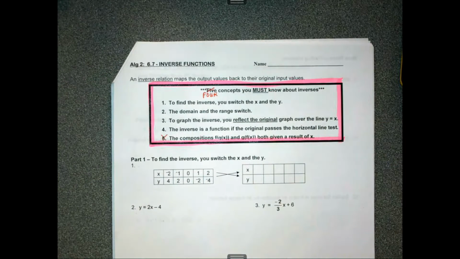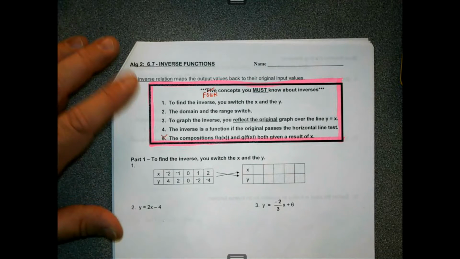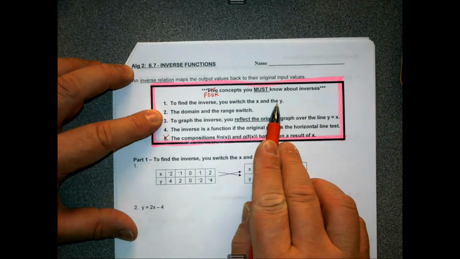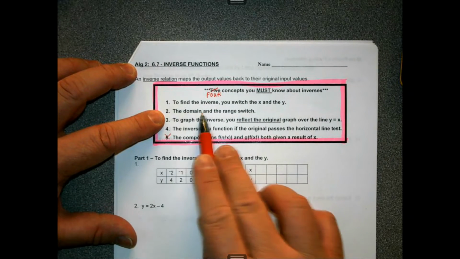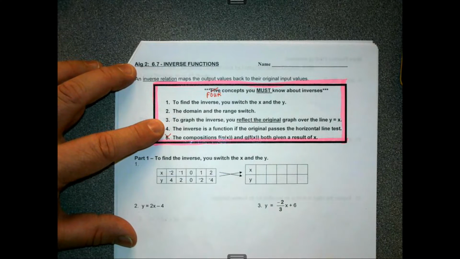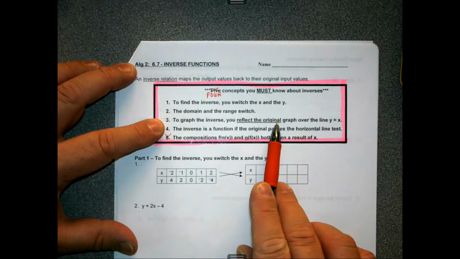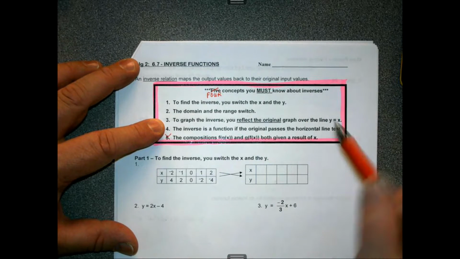Okay, so number one, to find inverses, you switch the x and the y. If I switch the x and the y in an equation, what's going to happen to my domain and range, do you think? Yeah, they're going to switch, right? So that's the second thing you should know. To find the inverse, you switch the x and the y. Therefore, the domain and range are going to switch. Okay? To graph the inverse, you reflect the original graph over the line y equals x.